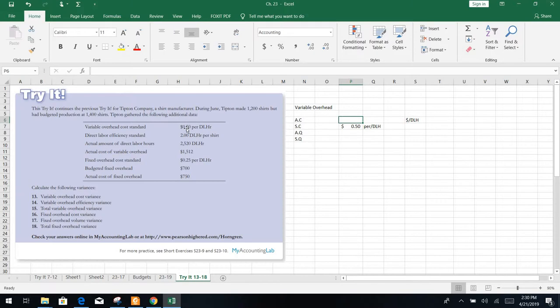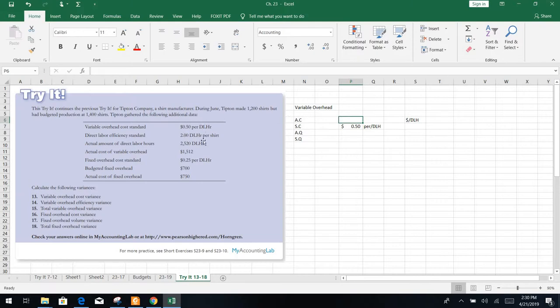Well, right here there's 50 cents that we used already, and so that's not going to work. But another reason it can't work is because it already has its per direct labor hours on it. So if we divided per direct labor hours by another direct labor hours, we would have per direct labor hours, and that's incorrect. So that doesn't make any sense. So that's not it. We're looking for a dollar amount.